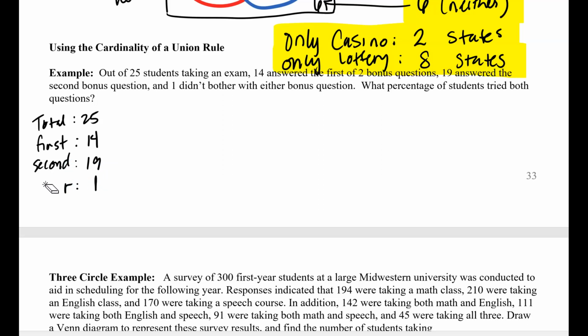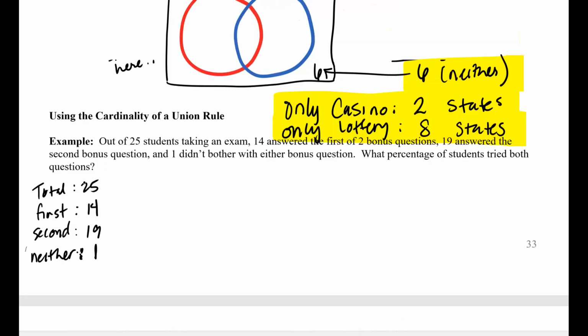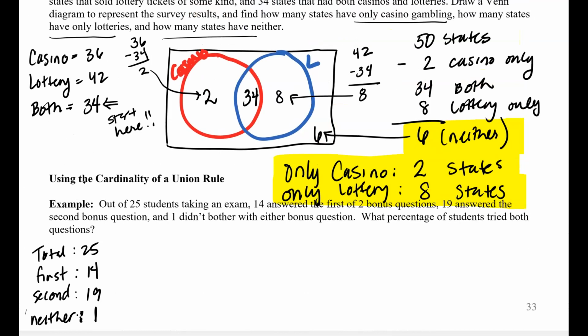And actually, you know what, I'm going to put "neither" there instead. I should either say "didn't bother with either" or "neither." Okay, now there's a huge difference here with the last few. So notice the last couple of problems, we were given that both number.